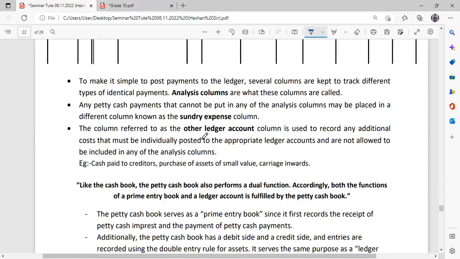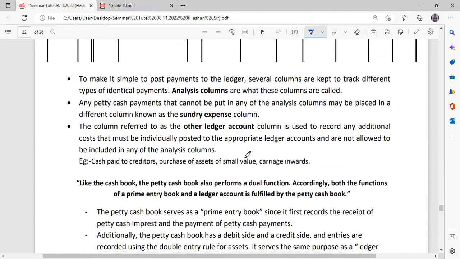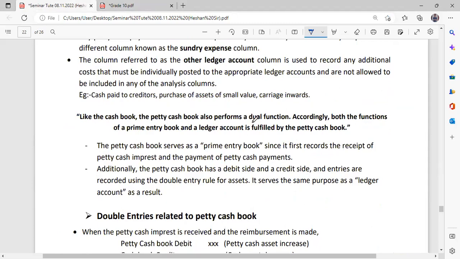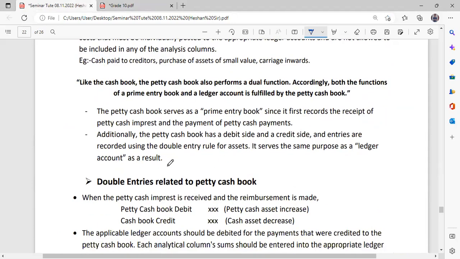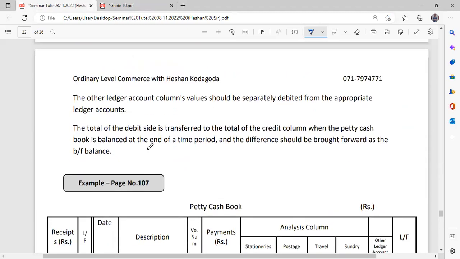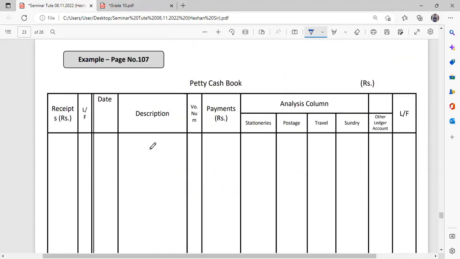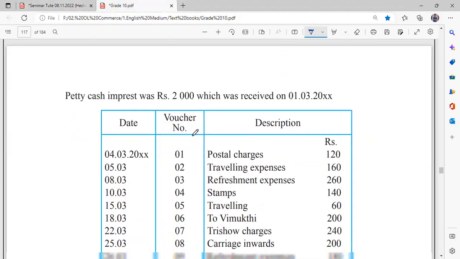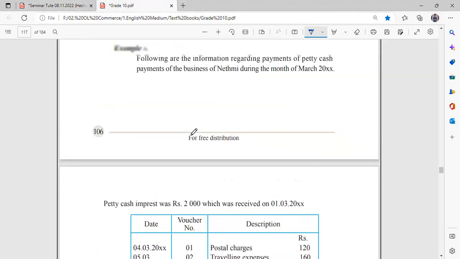Now these are the brief points, so you can read it. So what is the term analysis? What are the analysis columns, right? Sundry expense column, other ledger account column, right? So what is the definition for the petty cash book? Now you can see the double entries as well, right? So read it. Okay, now we can do the activity. With the example, you can get a clear idea.